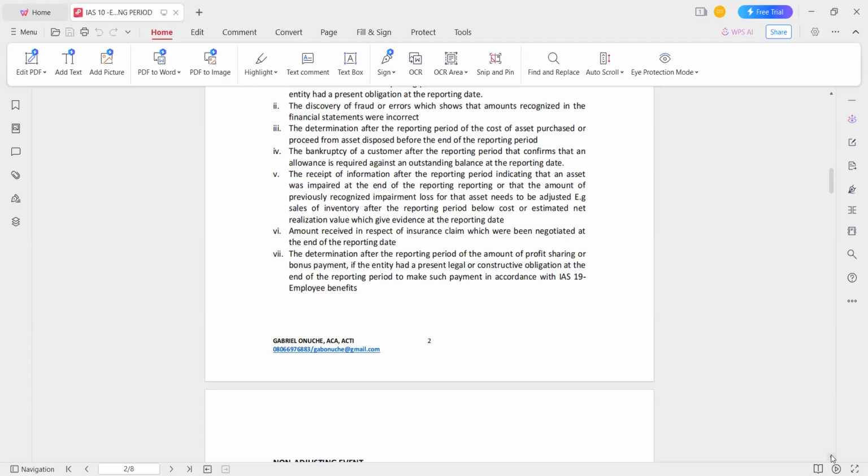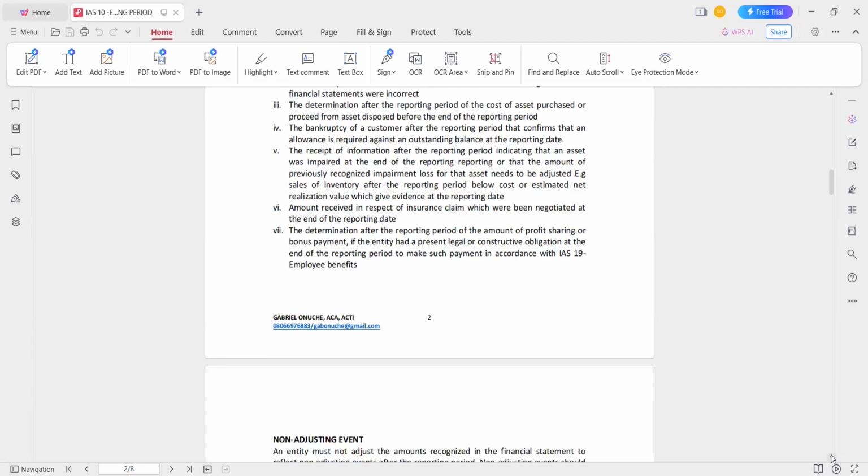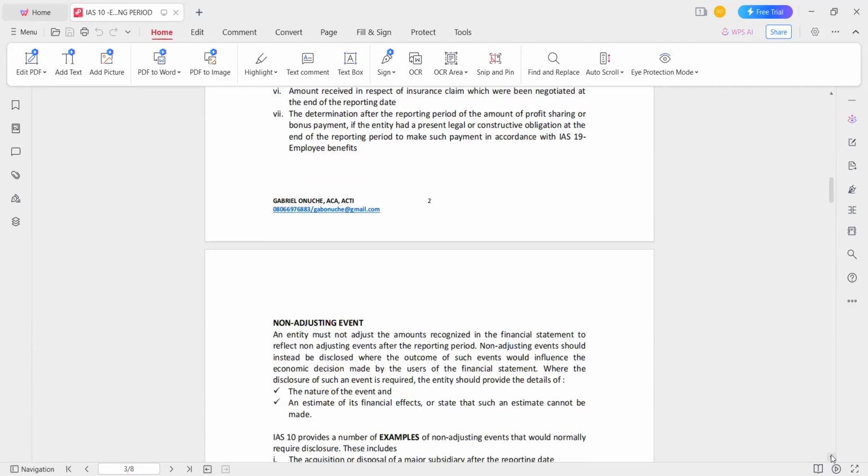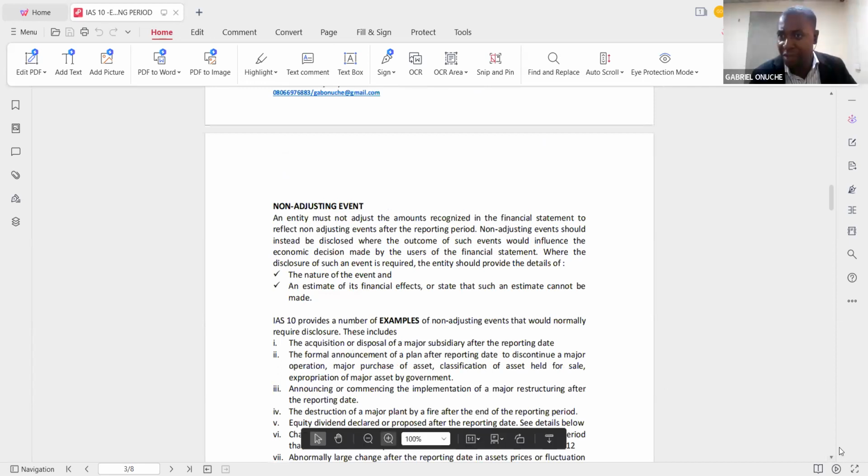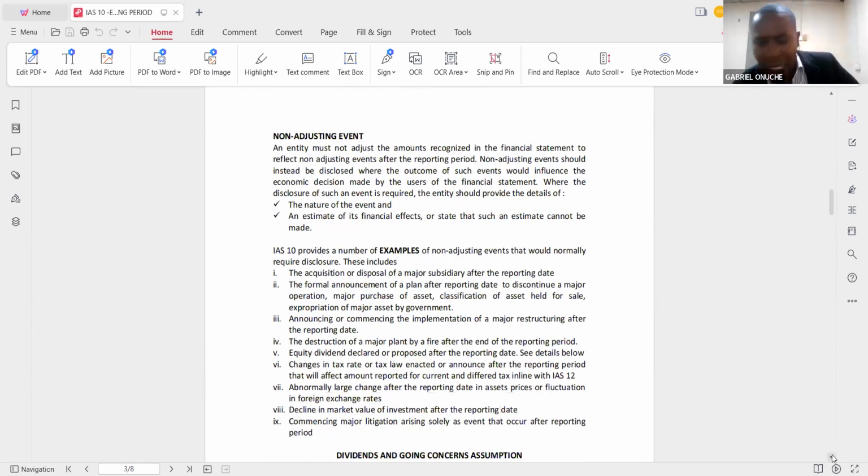before the year end. So after the year end, they now determine how much they are going to pay as bonus. So it is either a legal obligation or constructive. Constructive means it has been a routine of that entity that they normally pay bonus. So when they determine that after the reporting period, there is need to adjust the financial statements to reflect that the bonus will be paid. And that is that. So let me also run through the non-adjusting events.